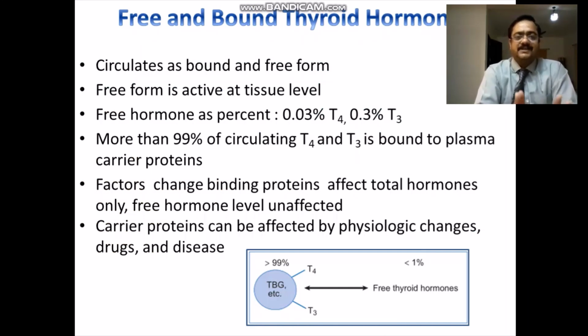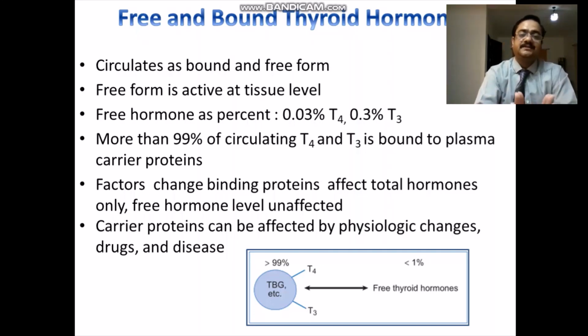Now, in the circulation, the thyroid hormones move as bound hormone and free form. Free form is the active hormone at tissue level. The percentage of free hormone is 0.03% of T4 and 0.3% of T3. So see the ratio, 1:10 times. So T3 is 0.3% while T4 is 0.03%. So this is the ratio.